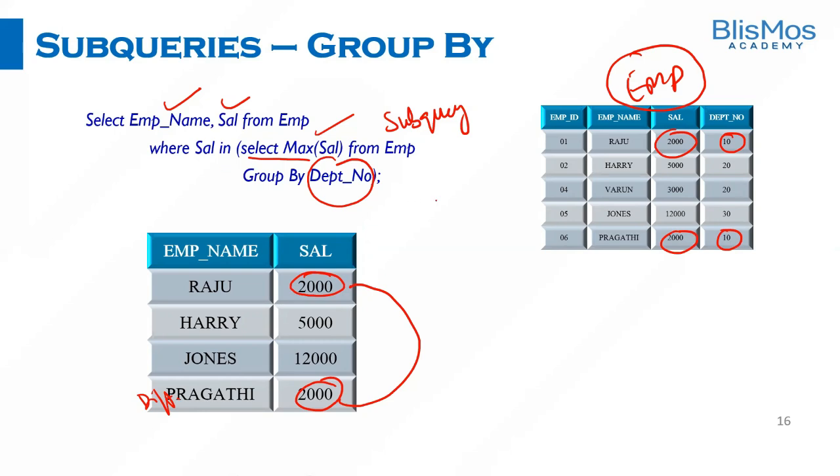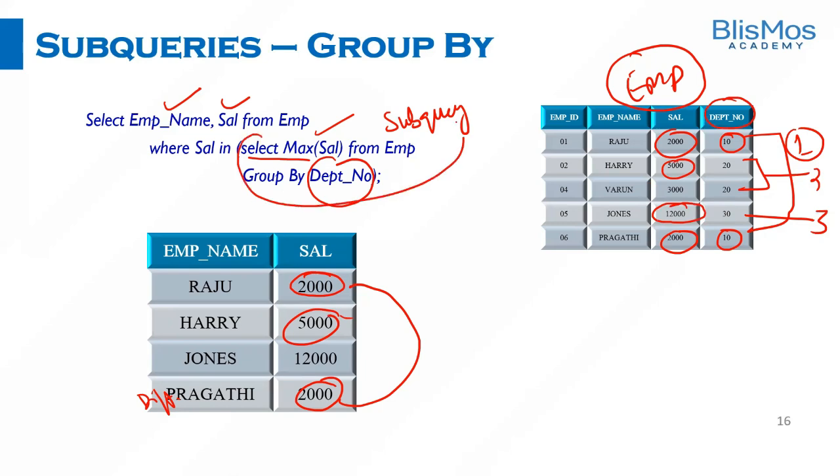The way group by works here is, it will take the inputs on department number. Let us say 10, that will be put into group 1. 20, that will be put into the second group. 30 will be put into the third group. And within this, we are trying to get the maximum salary. Since it is 2000, it will choose both the values. And within 20, the 5000 is more. That will be chosen. And in 30, we have only one record where the salary is 12,000. So those records are chosen with group by. And for those records, we'll get the employee name and salary from the main query.